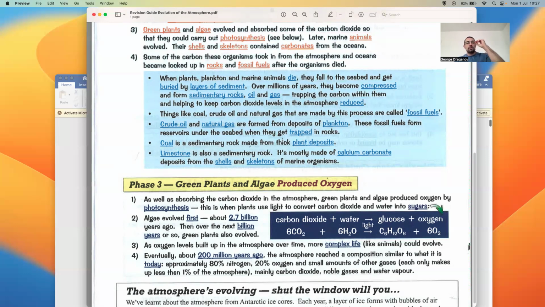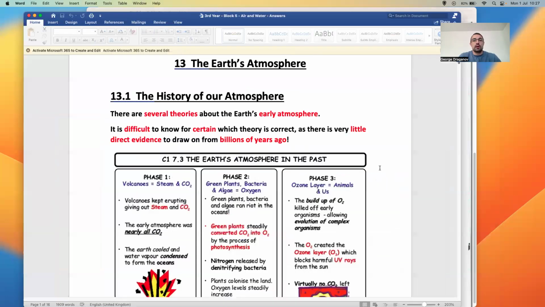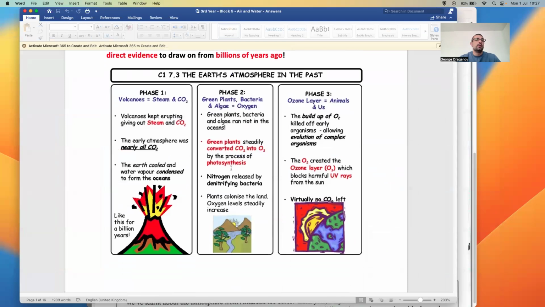The next bit is how the nitrogen increased. That's the only thing not really mentioned here. The nitrogen was already present from the volcanoes, but more nitrogen was released by denitrifying bacteria. Nitrate ions in the soil were converted by denitrifying bacteria, which released nitrogen.